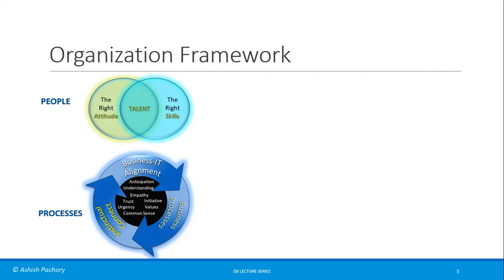There are a lot of those qualities of instinctual connect, which I have written in the center of the circle. So the whole process framework of a digital enterprise is a confluence of business IT alignment, your business processes, and instinctual connect, all of which we have touched upon in the past. I'm just trying to put this in context.